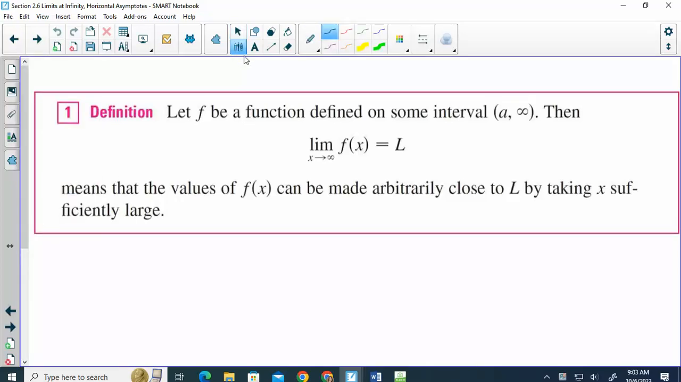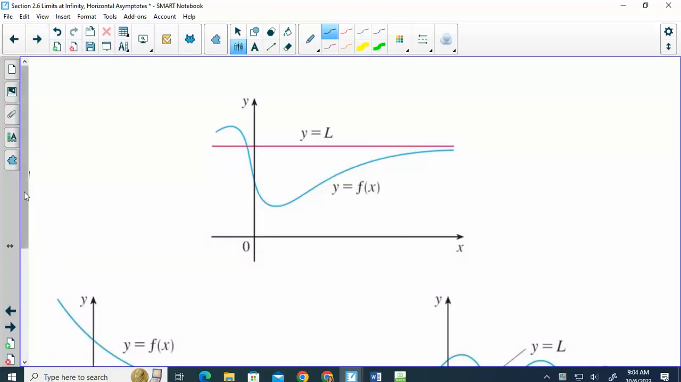So we have worked limits and gotten an infinity as our answer. But we've never had a limit where x is approaching infinity. So if, as our function goes to positive infinity, it sometimes equals a specific number, that is called a limit at infinity. Okay? It looks something like this.